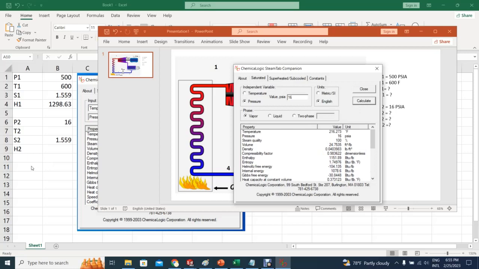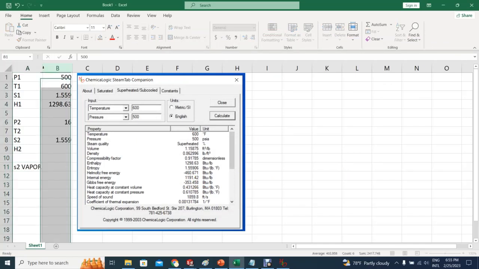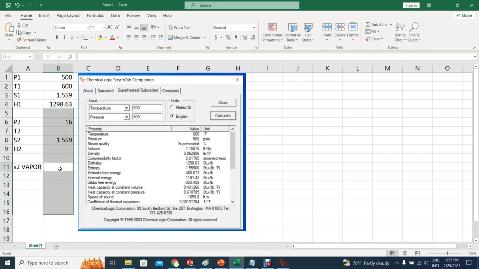We can write that down here. Like, for example, the entropy S2 for pure vapor. I'm going to write the word vapor here so we know what it is. The entropy of pure vapor in this case is 1.75.